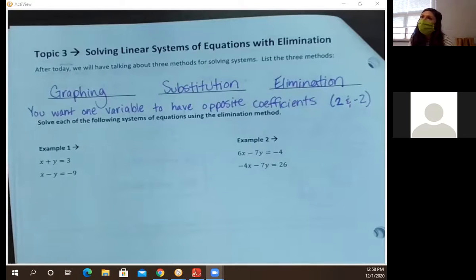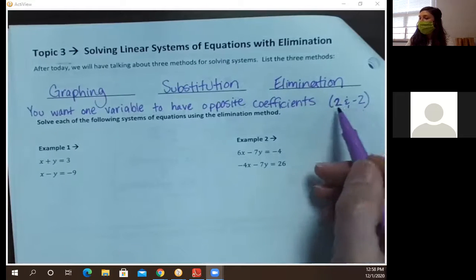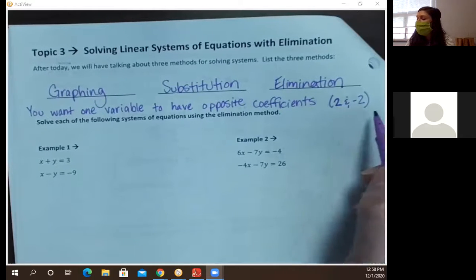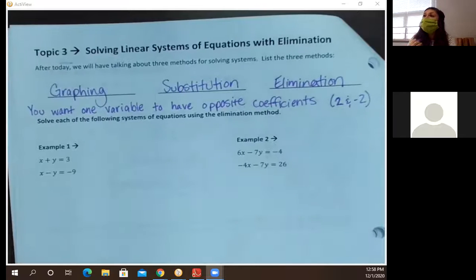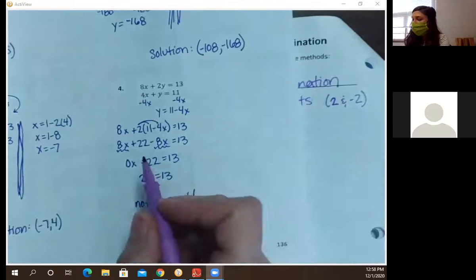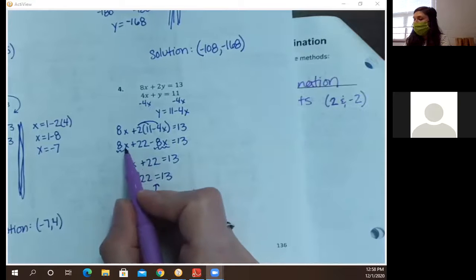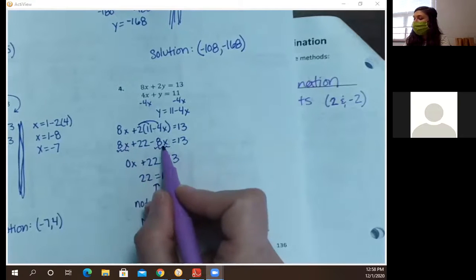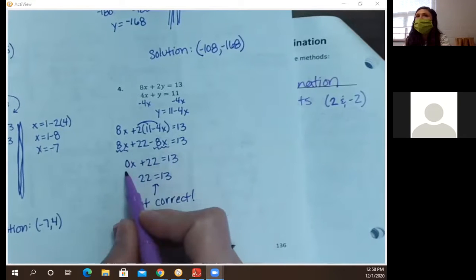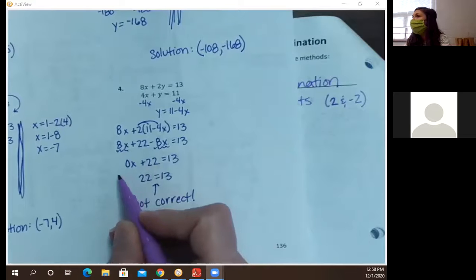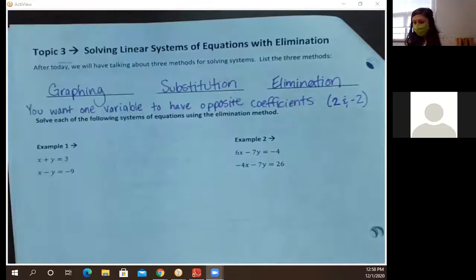I want one of my variables to have opposite coefficients so that I can add my equations together. And when I combine like terms, those variables that have opposite coefficients will eliminate out of my equation. Similar to what we saw with our homework problem just a minute ago. We had positive 8x and negative 8x. So when we combine our like terms, we didn't have any more x's. That's the idea behind elimination.